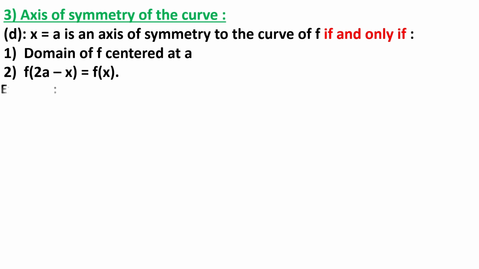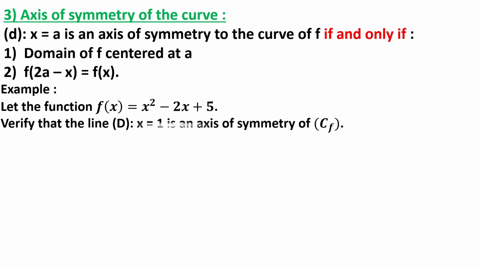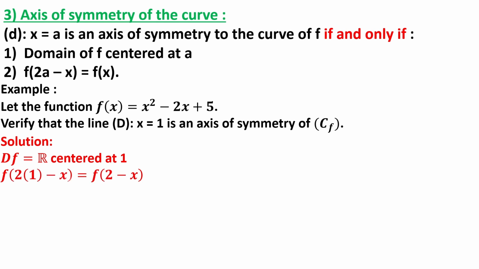For example, let's consider this function f of x equal x squared minus 2x plus 5. We need to verify that the line D of equation x equal 1, so in this exercise a is equal to 1, is an axis of symmetry of the curve of f. So here, of course, we need to prove that the domain of f is centered at 1, and don't forget that the real numbers set is centered at any number you want. Then we need to prove that f of 2 multiplied by 1 minus x, so f of 2 minus x, is equal to f of x.